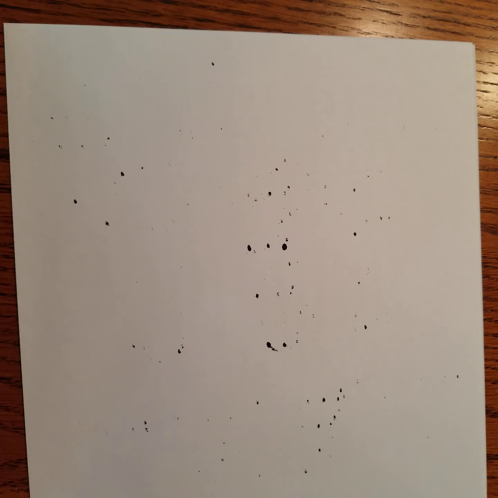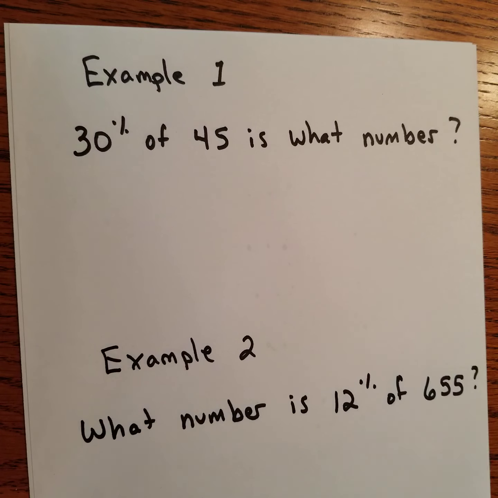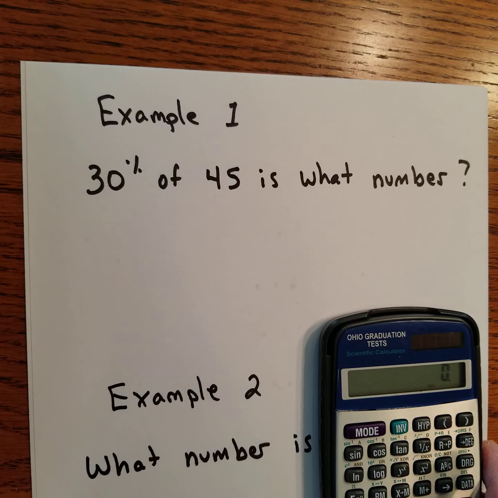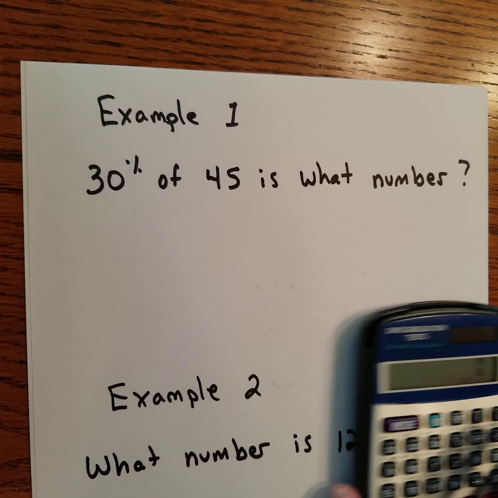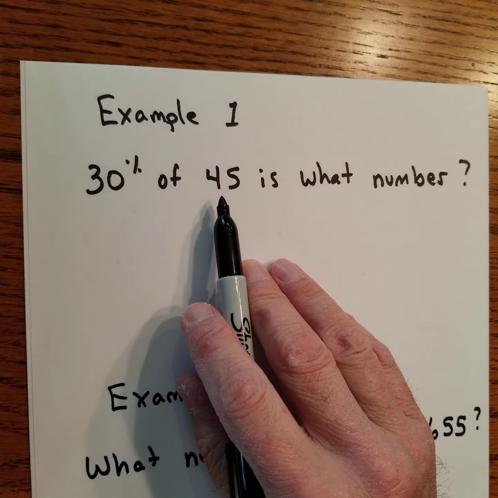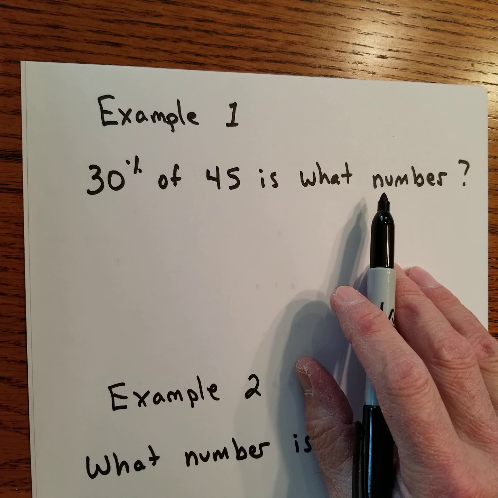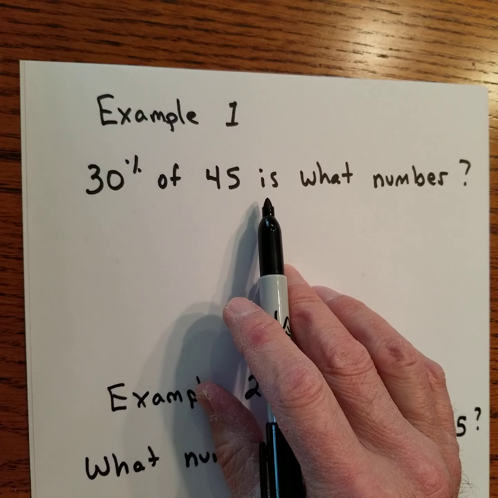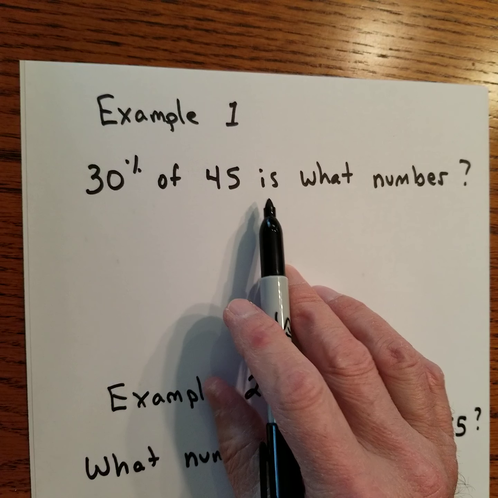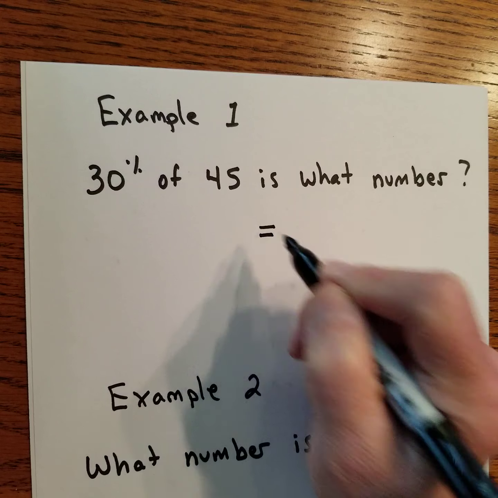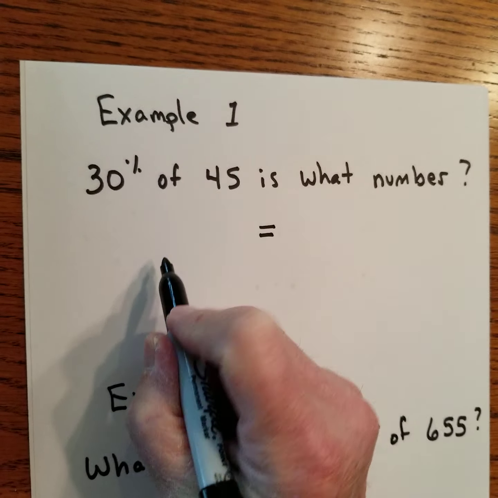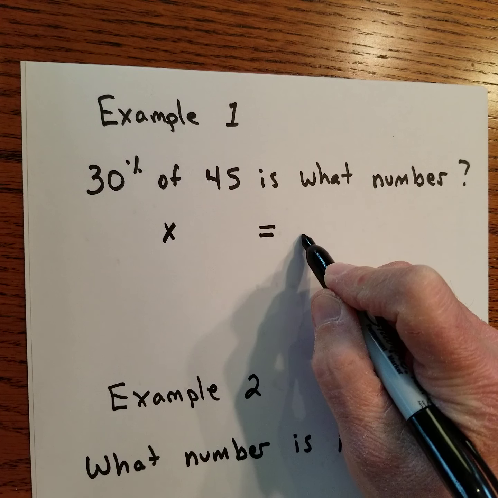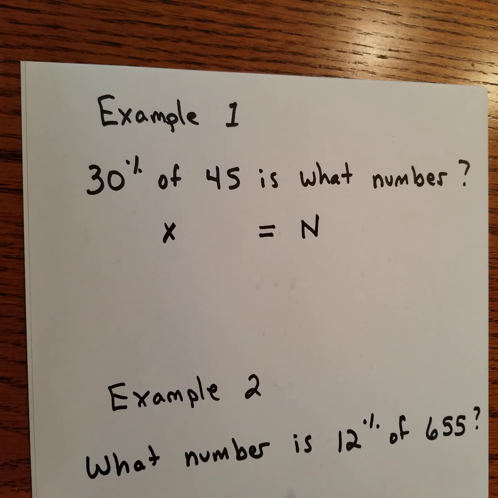Here's what your homework problems are actually going to look like. Look at example 1. Now we're allowed to use a calculator on these. I'll keep my calculator handy. The question is, 30% of 45 is what number? Well, let's remember our algebra skills. Of and is are algebra words. Is, we know, means equals. Of always means to multiply. Now, what number? That's what we're trying to find.